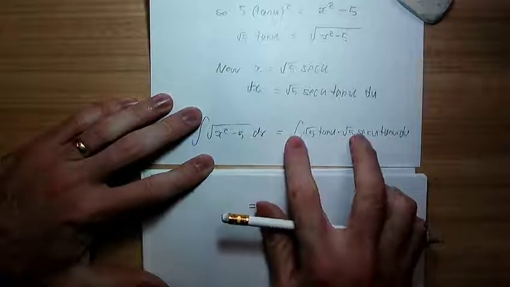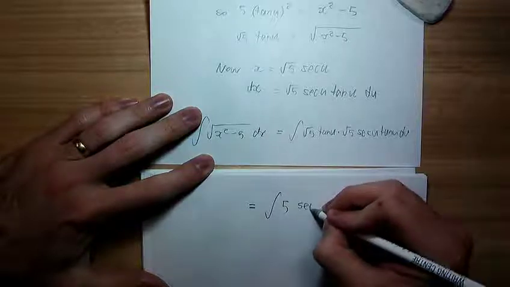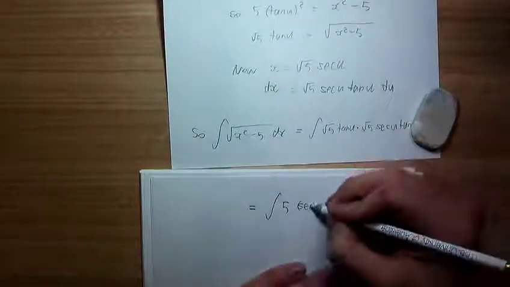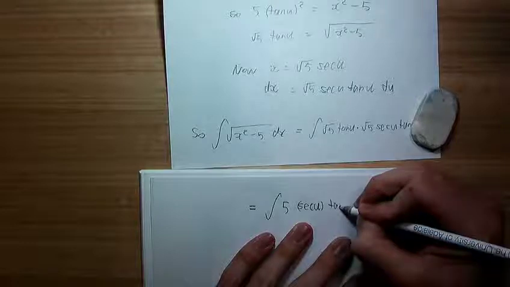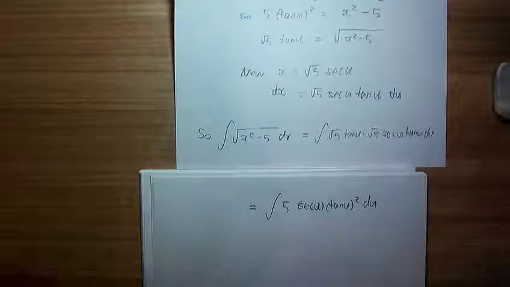So the root 5s will become a 5. We've got a sec u, and a tan u squared. Man, this is supposed to be easier. It's okay. Possible is better than impossible.